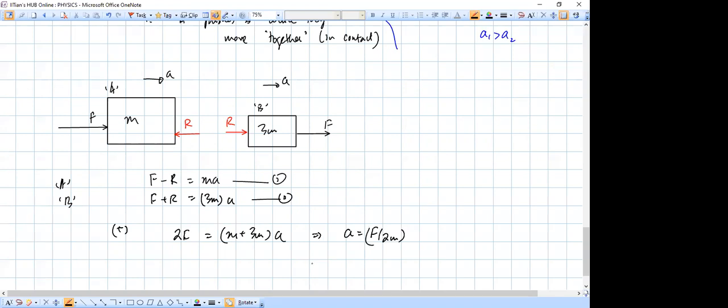So that also means R will be 3 by 2 minus 1 F. So the normal reaction contact force between the two blocks will be F by 2 in magnitude. Okay. So this is the contact force.